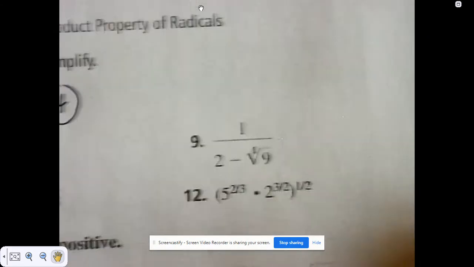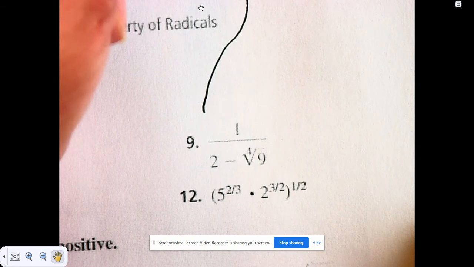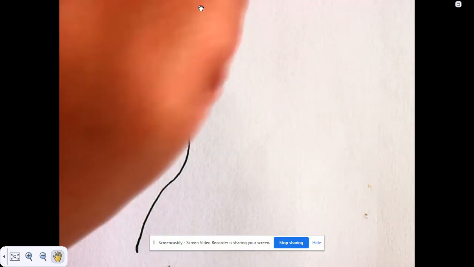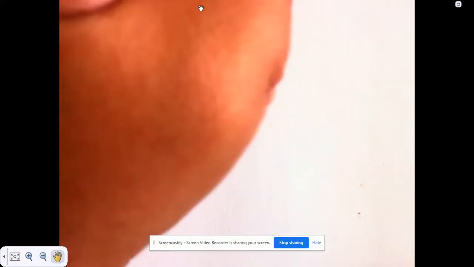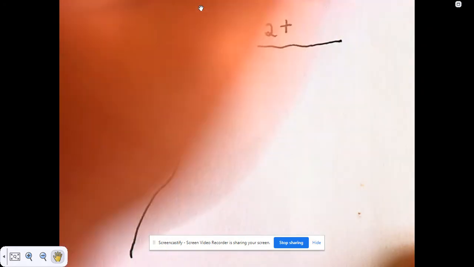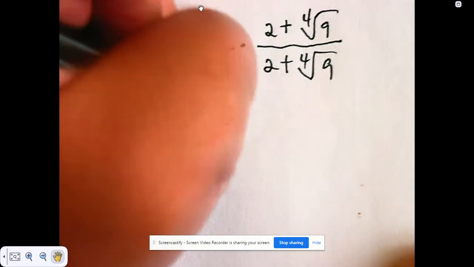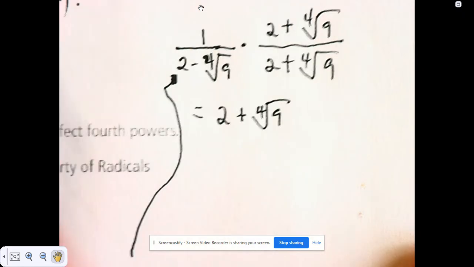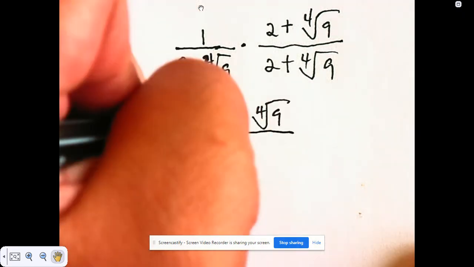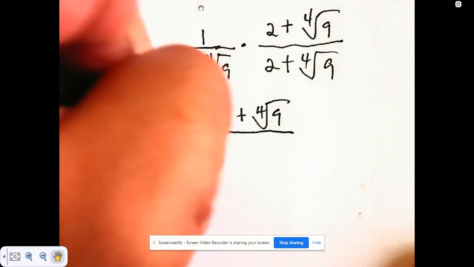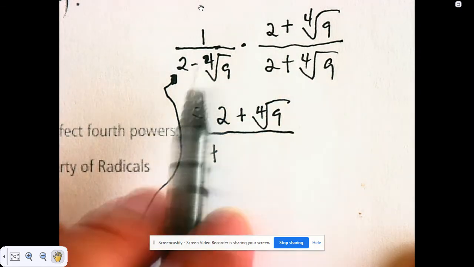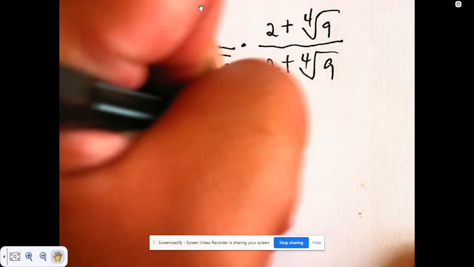Number 9, I'm going to put it right up here. I'm going to write it down: 1 over 2 minus the fourth root of 9. Since it's the fourth root of 9, I have to multiply both by the conjugate, so 2 plus the fourth root of 9, 2 plus the fourth root of 9. Multiply numerator to numerator, it's going to be 2 times the fourth root of 9. Remember, we can simplify this, I'm going to show it to you later. Now for the denominator, 2 times 2 is 4, and since it's the same fourth root, minus the fourth root of 81.